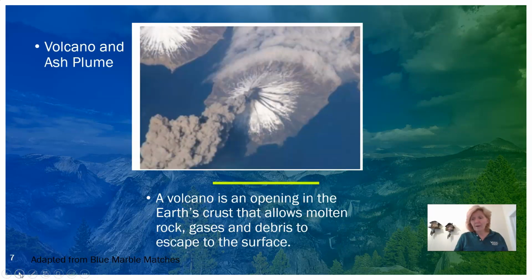Now, this one is one of my favorites. This is a volcano and ash plume. So think about it. A volcano is just simply an opening in the Earth's crust, and it lets rock and gas and debris escape to come out of the surface. So if you think about it this way, the volcano is seismic activity, as we talked about the other day with waves. So that seismic activity, energy is building up under the surface, and in this case, it comes through the top of the volcano, and that molten rock and those gases and the debris comes flying out.